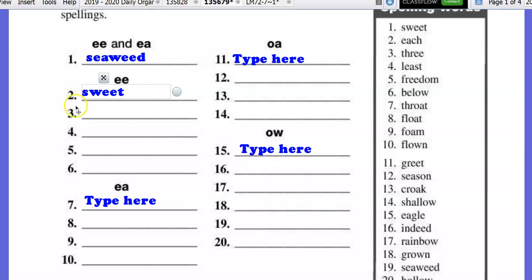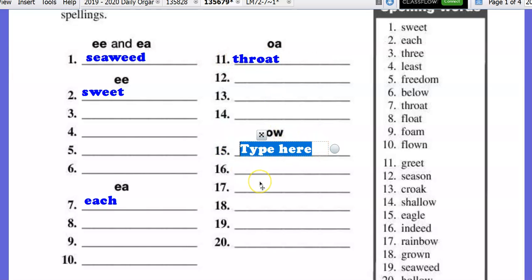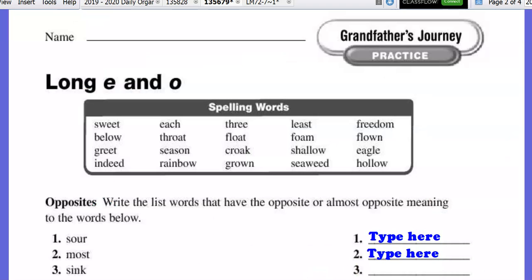Long E, sweet. EA, each would be an example of EA. Now on to the long O. Throat would be an example of OA, giving me the long O sound, and below would be another example of the long O sound. Once the students finish this page, flip it to the back, page 10.